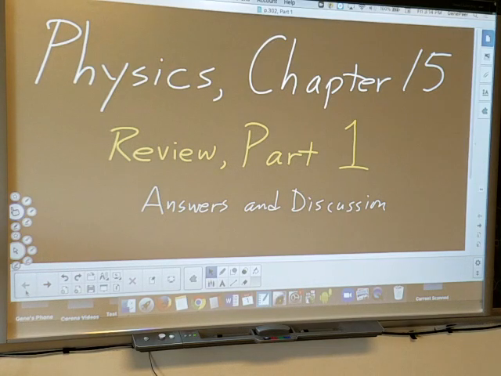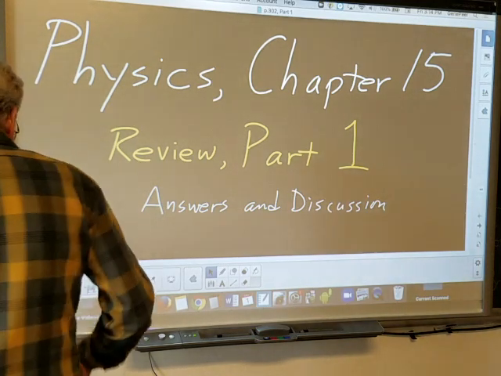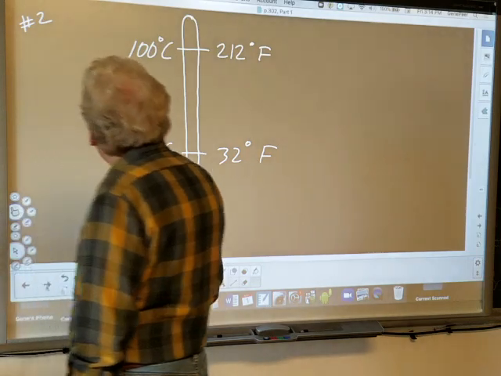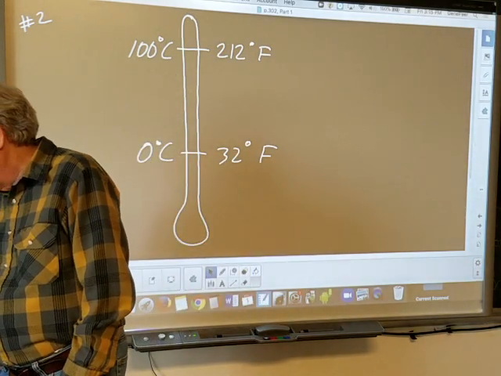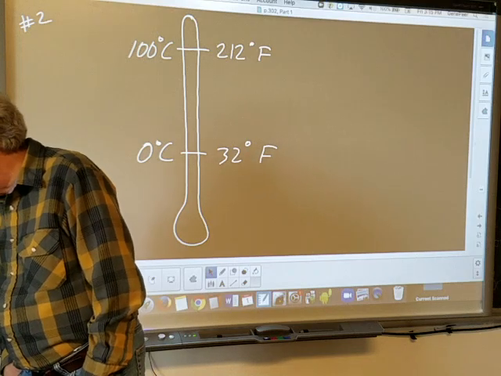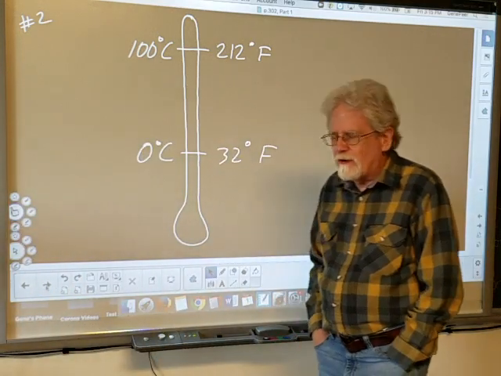Okay, let's go through our review, part 1 for chapter 15. Let's dive right in. First of all, number 2 asks, which is greater, an increase in temperature of 1 degree Celsius or one of 1 degree Fahrenheit?